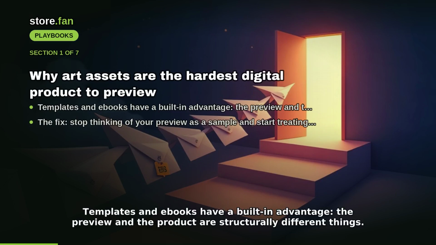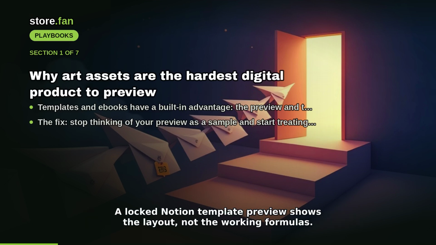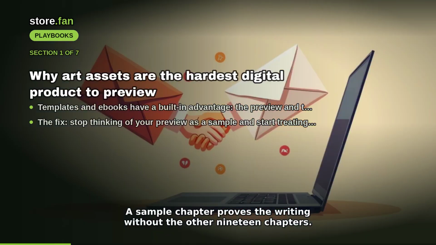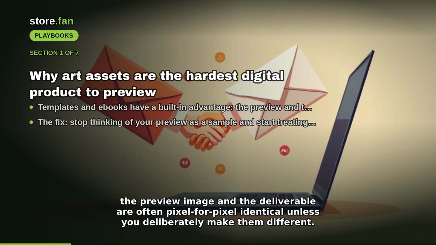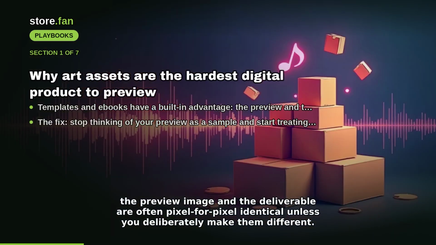Why art assets are the hardest digital product to preview. Templates and ebooks have a built-in advantage. The preview and the product are structurally different things. A locked Notion template preview shows the layout, not the working formulas. A sample chapter proves the writing without the other 19 chapters. Art assets don't get that luxury. A seamless texture, a brush stroke, an overlay. The preview image and the deliverable are often pixel for pixel identical, unless you deliberately make them different.